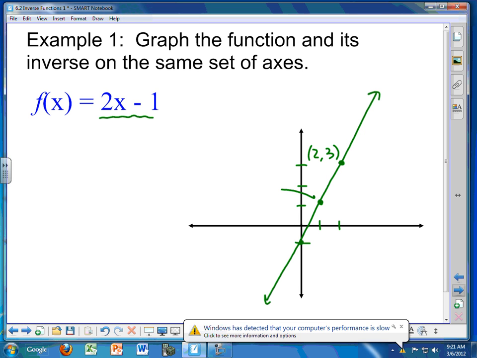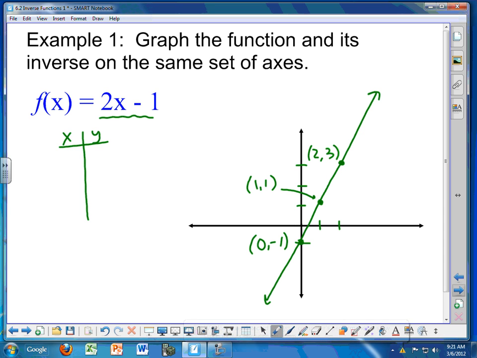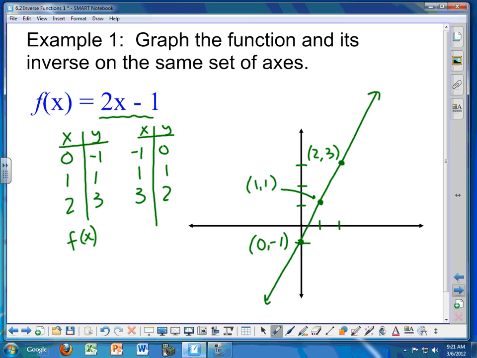This point over here is 1, 1. And this point is the point 0, -1. Going back over to our function here, if I plug these points in, x and y, I would see that 0 turned into -1, 1 turned into itself, and 2 turned into 3. Now that's for f of x. For the inverse function, we know that the y now turns into the x, and the x is going to go back to the y. So we should have -1 turning into a 0, and a 1 turning into a 1, and a 3 turning into a 2. In other words, we're undoing what we did in f of x.